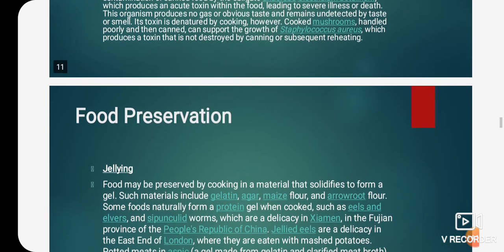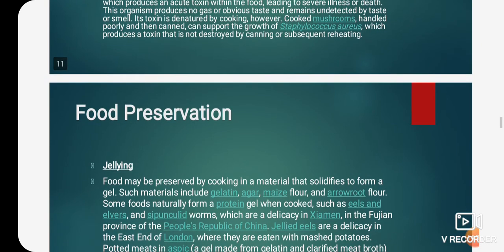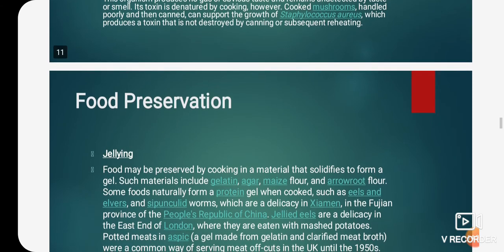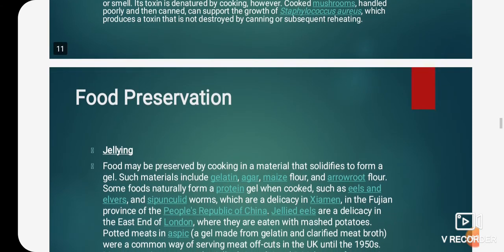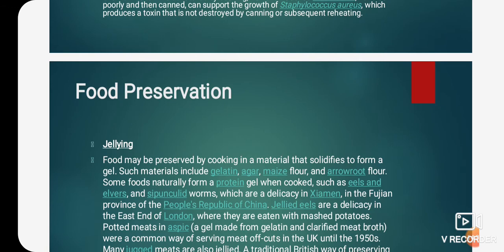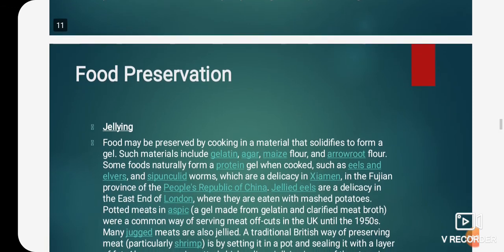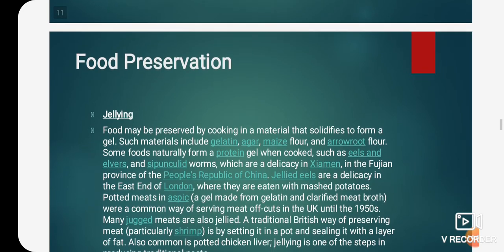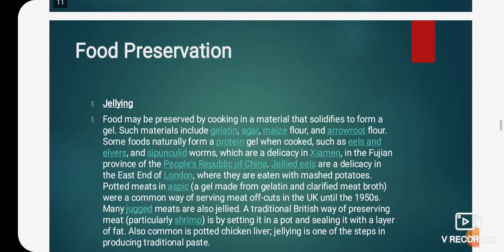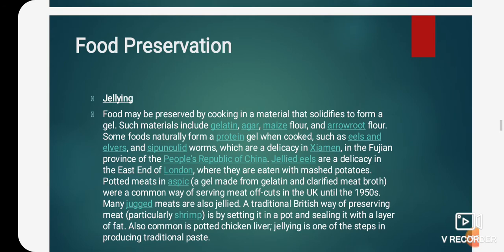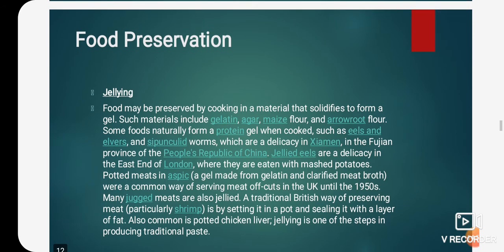Food may be preserved by cooking in a material that solidifies to form a gel. Such materials include gelatin, agar, maize flour, and arrowroot flour. Some foods naturally form a protein gel when cooked, such as eggs and elvers, and sipunculid worms, which are a delicacy in Xiamen, in the Fujian province of the People's Republic of China.